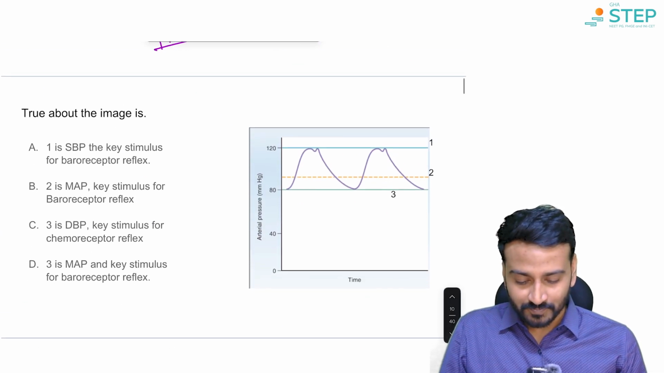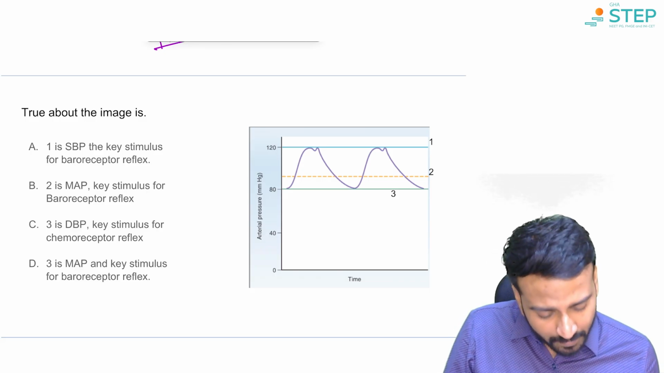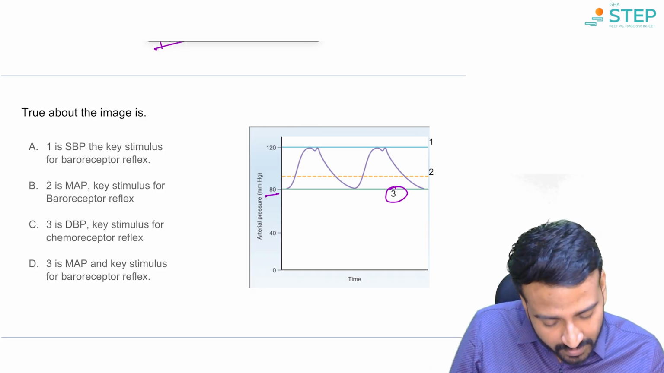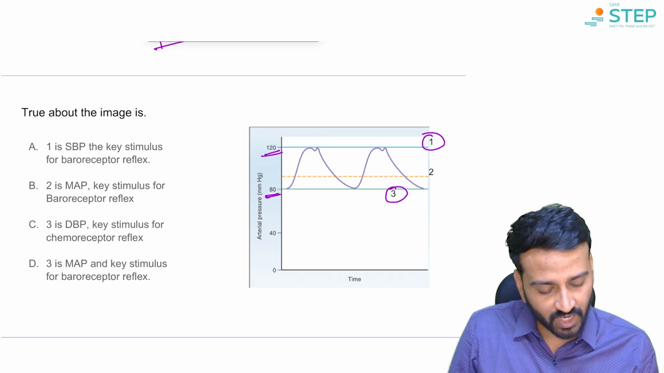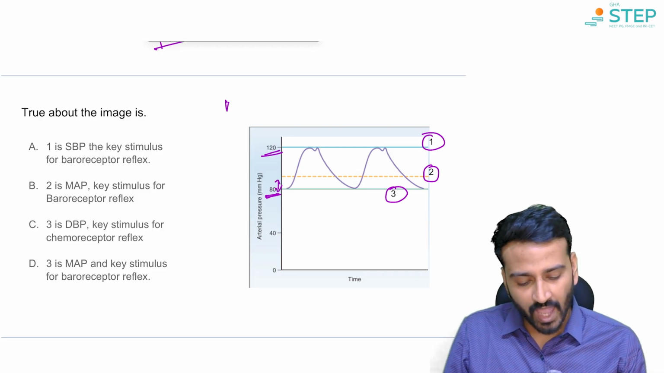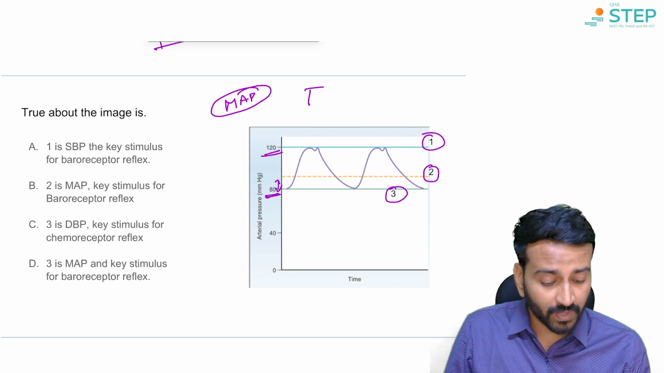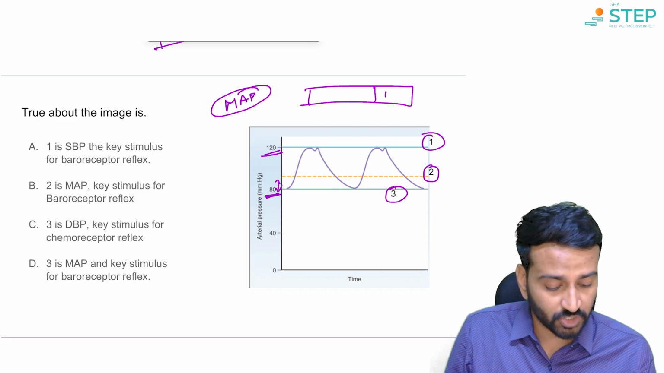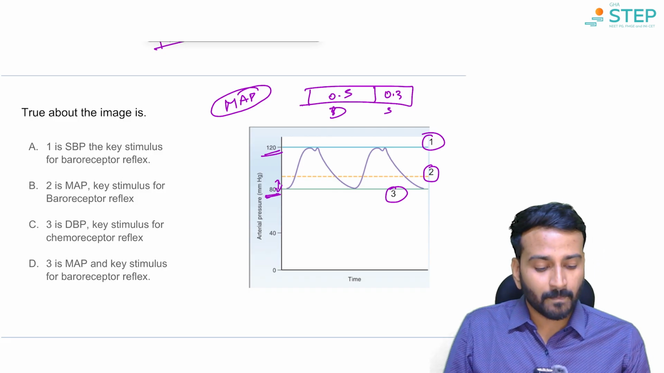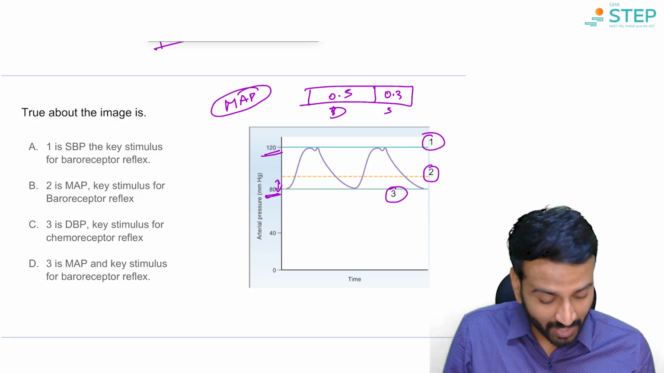And moving ahead, about the image, here arterial pressure versus time is plotted on a graph. The 3 is diastolic blood pressure and 1 is systolic blood pressure, and 2 is closer to diastolic and away from systolic. Usually it is MAP, mean arterial pressure. It is closer to diastolic because diastolic occupies most of the cardiac cycle. 0.3 is the systole and 0.5 is the diastole. Okay, so this mean arterial pressure will be leaning towards the diastolic blood pressure.